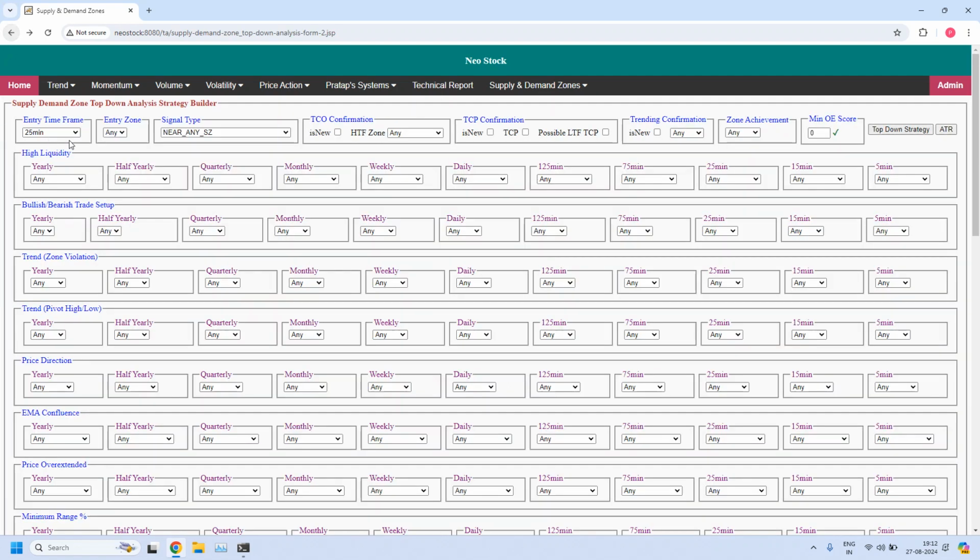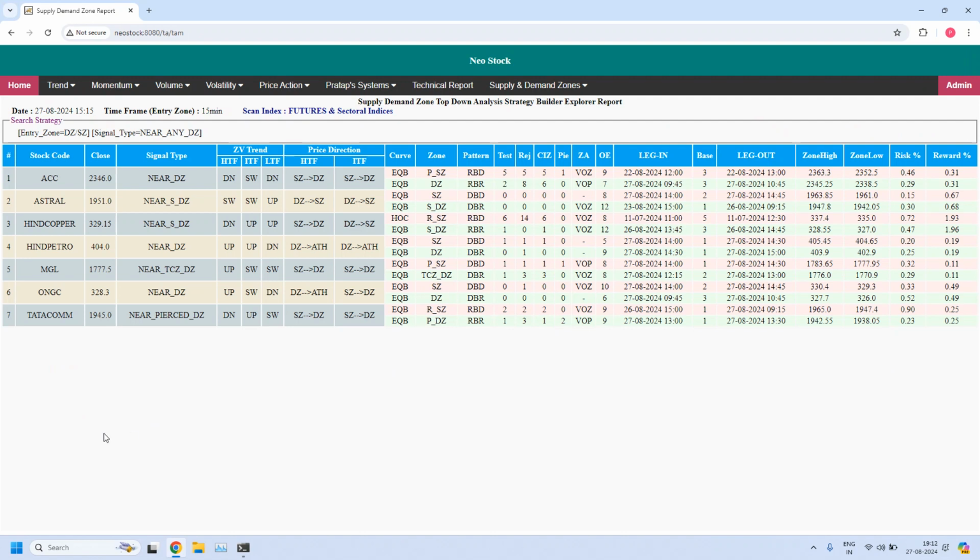Next time frame is 15 minutes. Let us find the stocks near 15 minutes demand zone. 7 stocks are filtered.